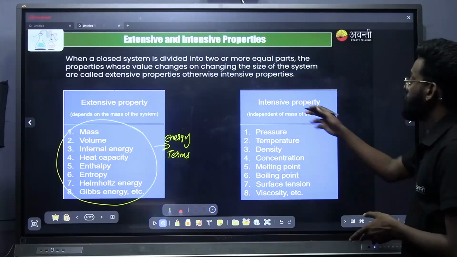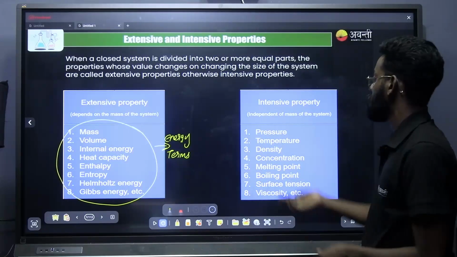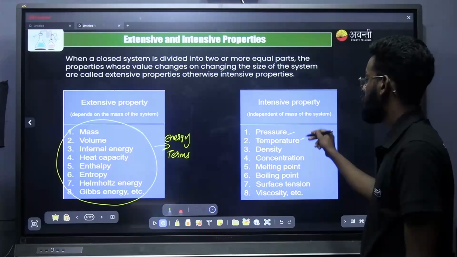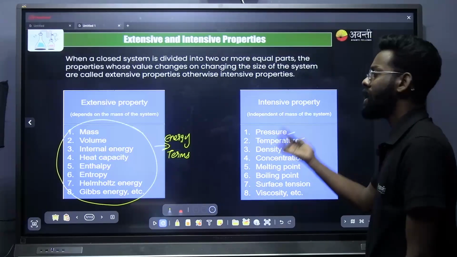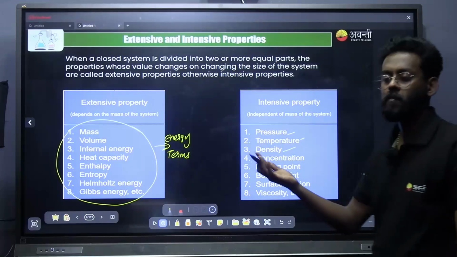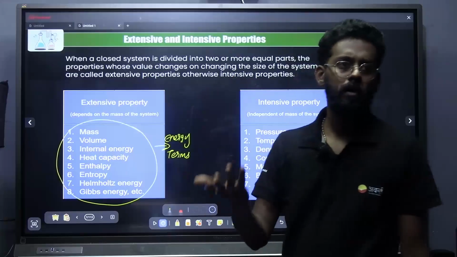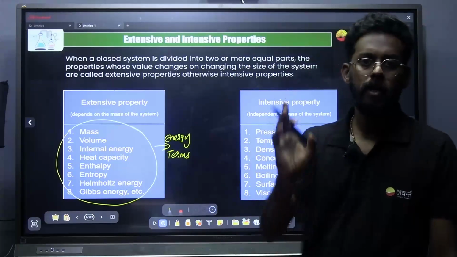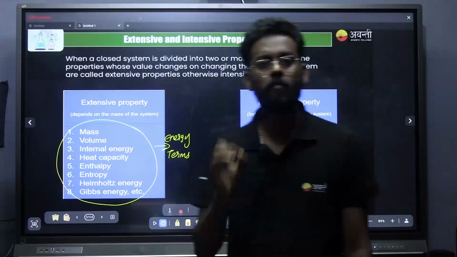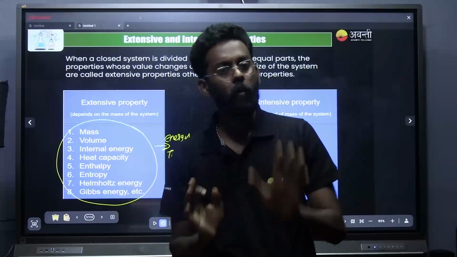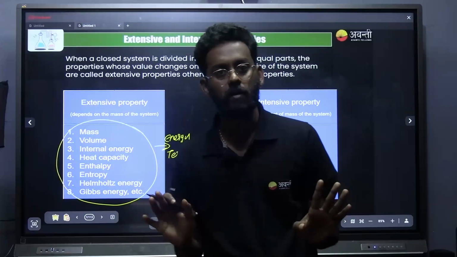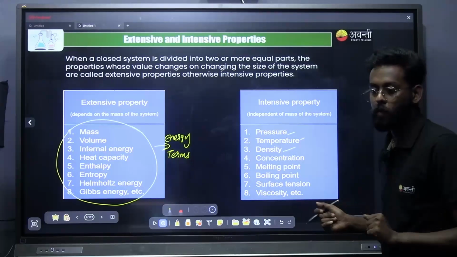Now for intensive properties, pressure and temperature we have already discussed. Then density: density will remain the same whether it is in any quantity of matter. Example, density of 1 liter of water and density of 2 liter of water, both are 1 gram per ml. There is no change in that. So it is an intensive property.